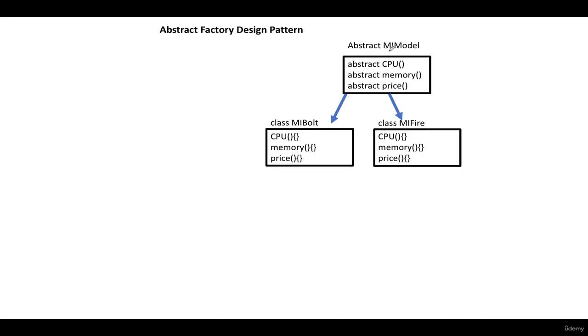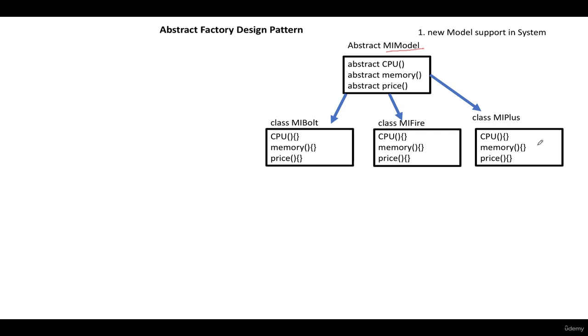That is, we have the MI model abstract class, that is a parent class, and it has three different abstract methods. And then we have two different models of that parent class, that is MI bolt and MI fire, and these two derived classes extend the parent abstract class, so they implement these three abstract methods differently in their classes. Now we introduce one more model in our system, that is MI plus.